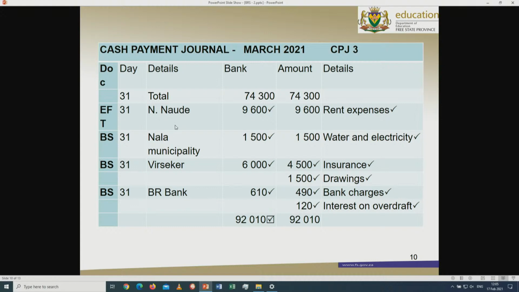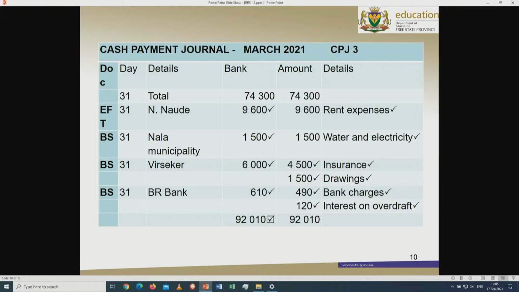All right, with the CPJ, let's check. 74,300, we started with that one. We have 9,600 for rent expense. Remember, we talked about that, the debit order and the stop order. We paid Nala municipality with a debit order also. Water and electricity, 1,500, it will be CPJ.